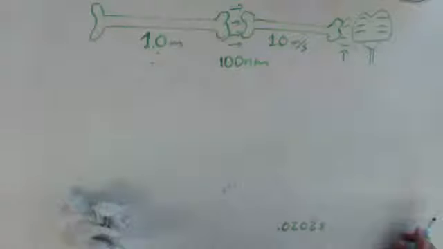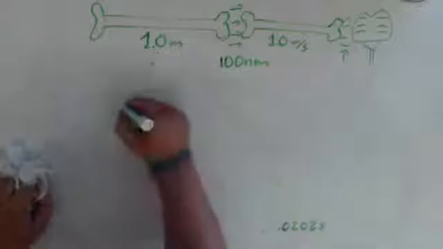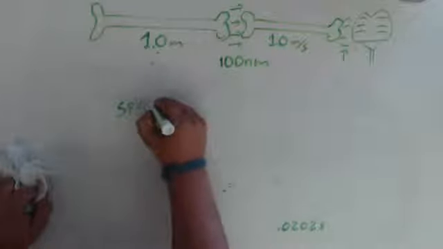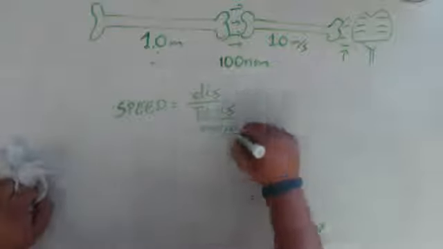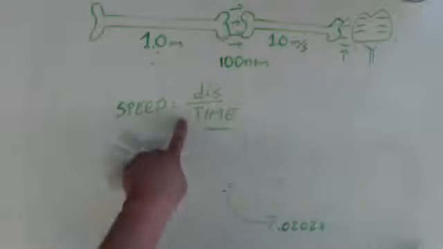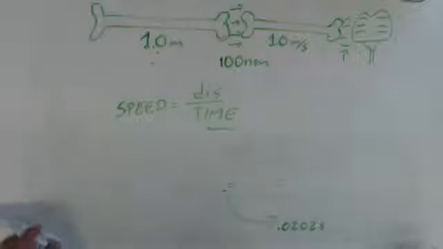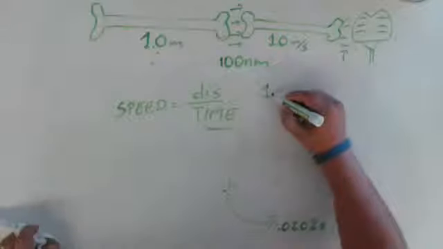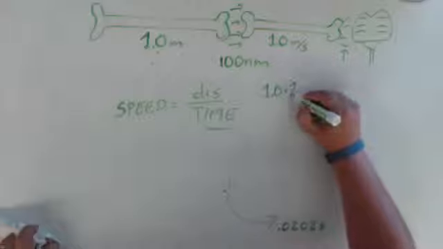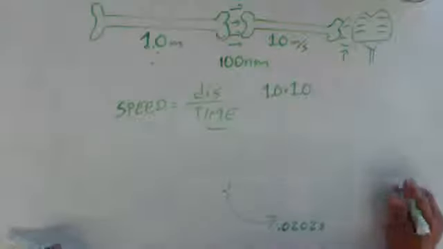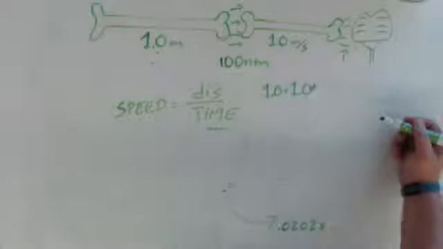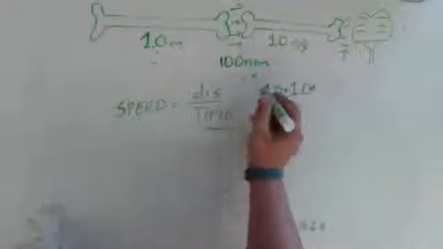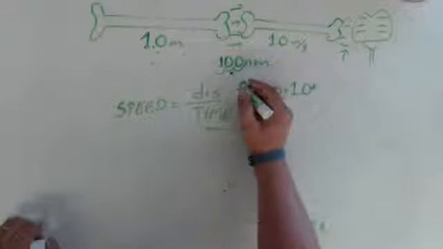nanometers. Okay? So, the speed is going to be equal to distance divided by time. I have my time already. All I need to do is figure out my distance. Well, it's going to be 1.0 plus 1.0, the neurons, plus this. Remember, that's 10 to the negative 6. So what I'm going to do is move that decimal place over. 1, 2, 3, 10 to the negative 3.